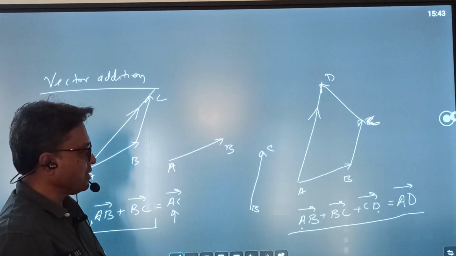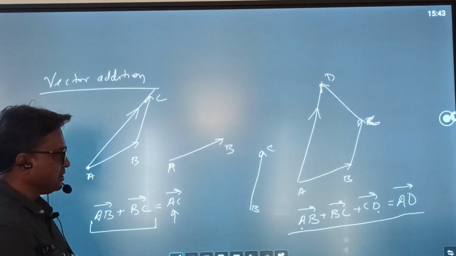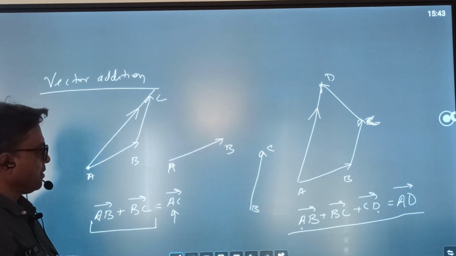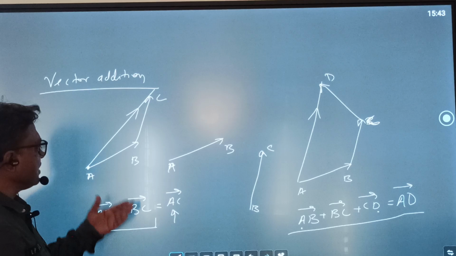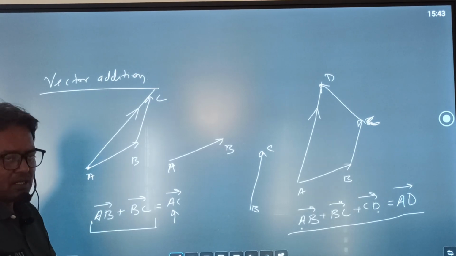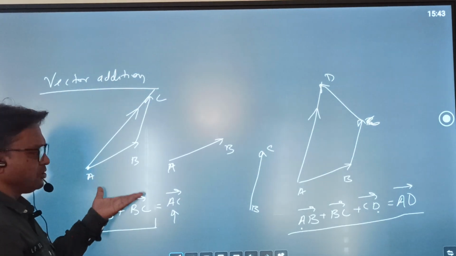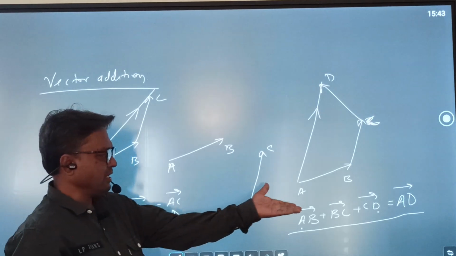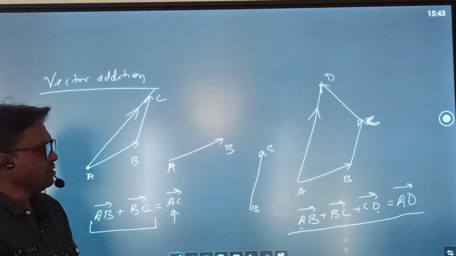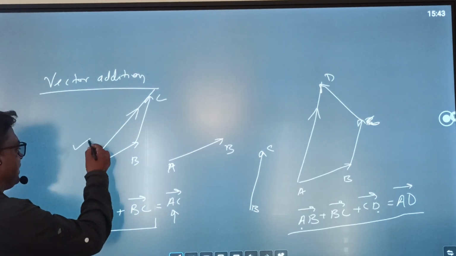Similarly, we can add more than three vectors also. So this is called the polygon law of vector, which is nothing but an extension of the triangle law of vector. Most of the time we will end up using the triangle law. We hardly need application of the polygon law. This is more applicable in physics.